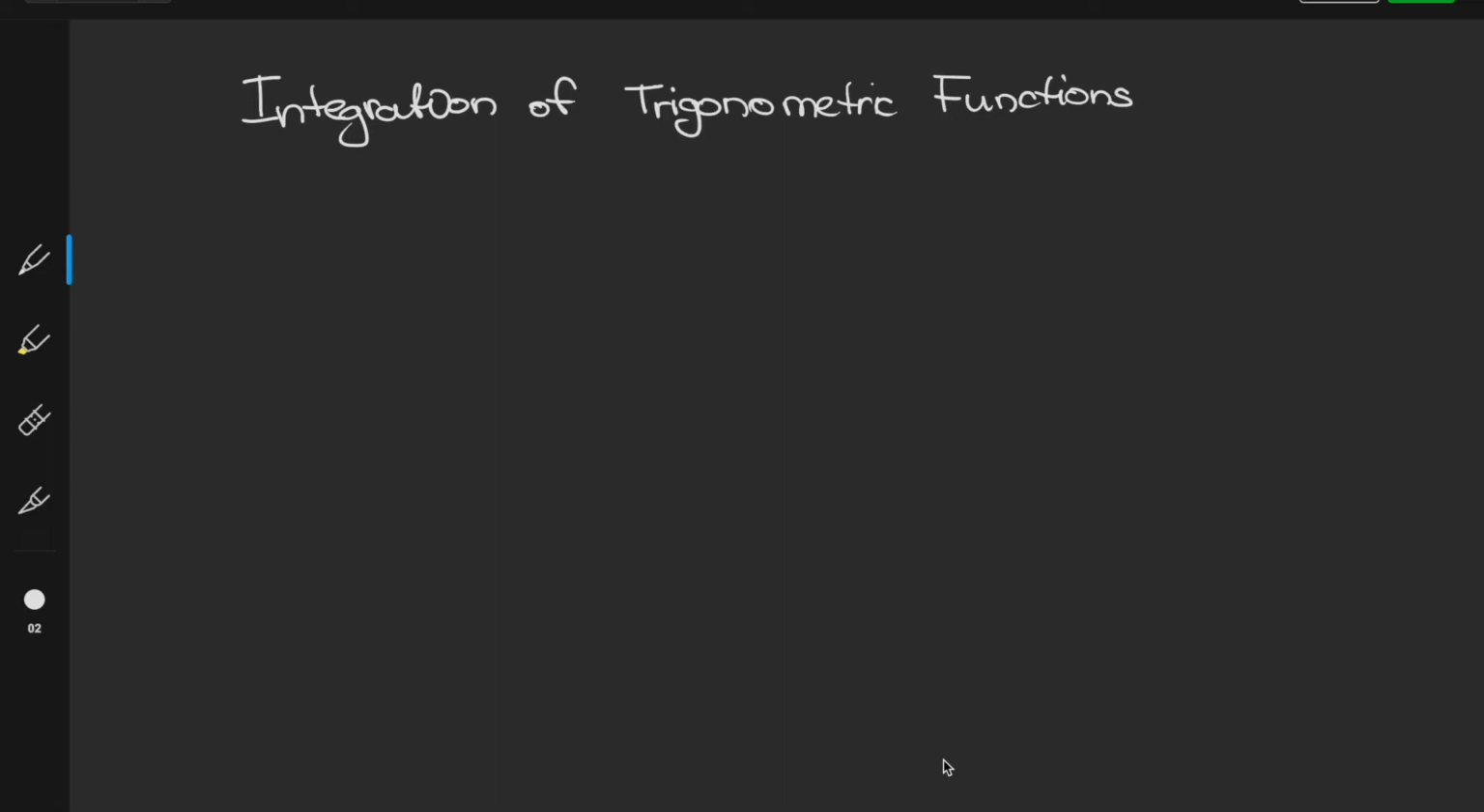My series on mathematics specialist for the West Australian curriculum. Today we're going to be going over integration of trigonometric functions, looking at some different situations and the techniques that we can use to solve these problems.